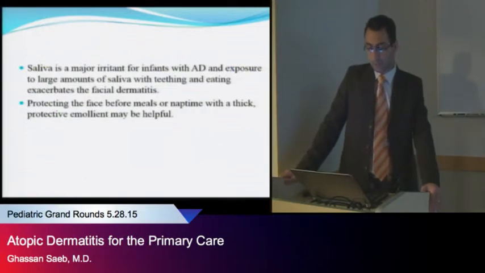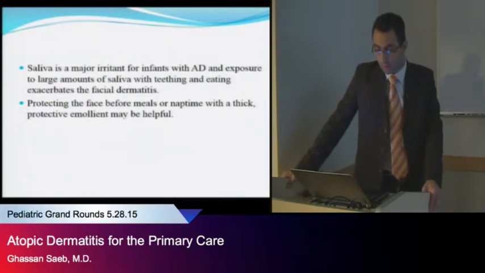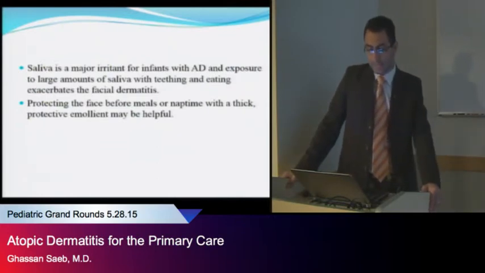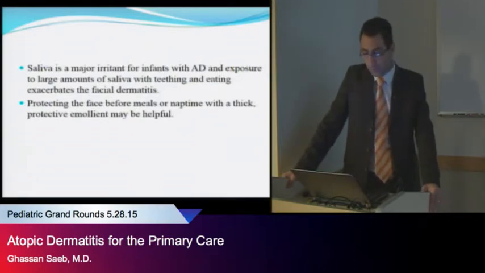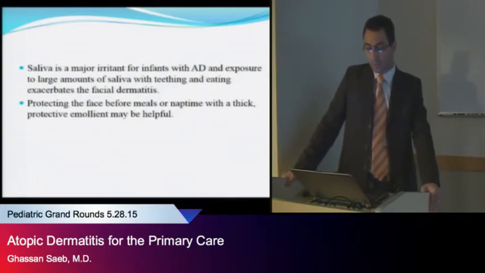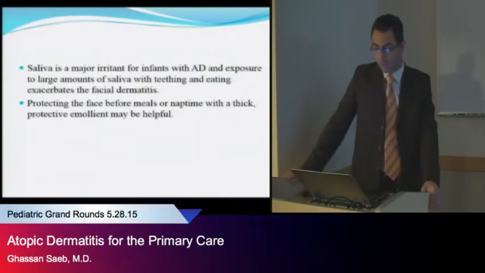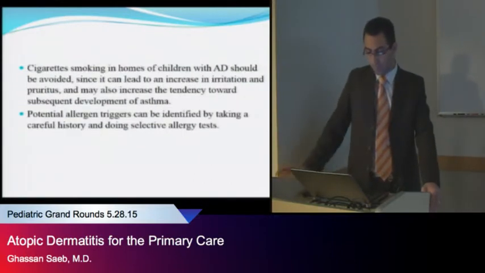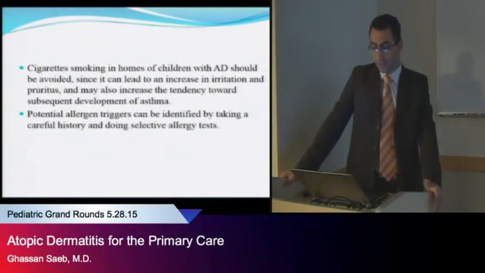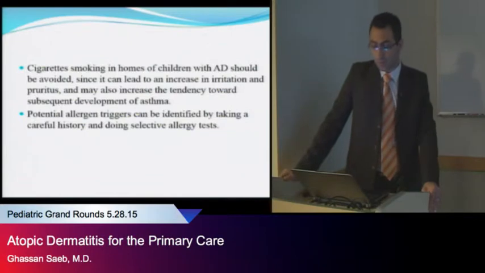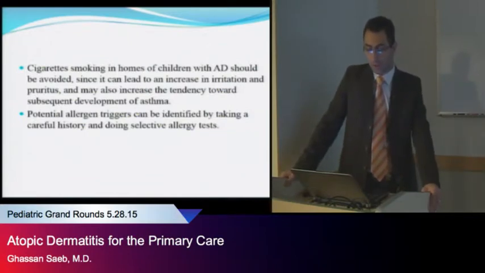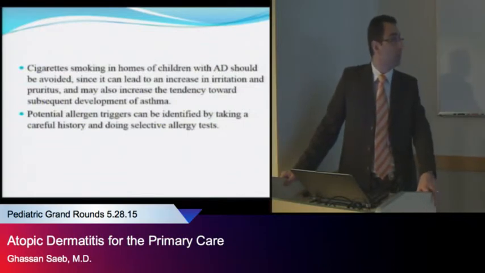Saliva is a major irritant for infants with atopic dermatitis, and exposure to large amounts of saliva with teething and eating exacerbates the facial dermatitis. Protecting the face before meals or nap time with a thick protective emollient may be helpful. Cigarette smoking in the house should be avoided since it can lead to increased irritation and pruritus and may also increase the tendency towards subsequent development of asthma.